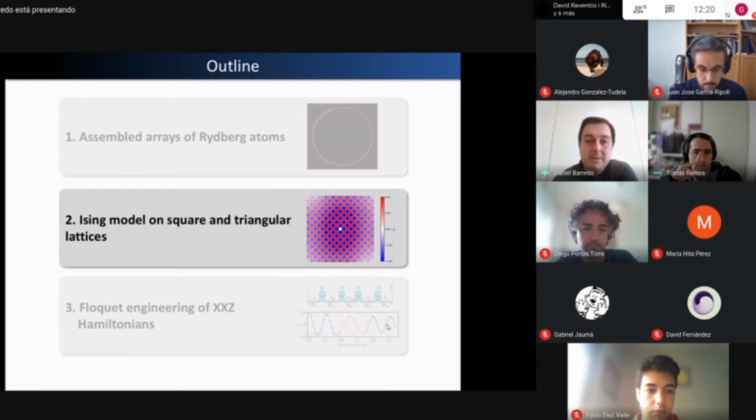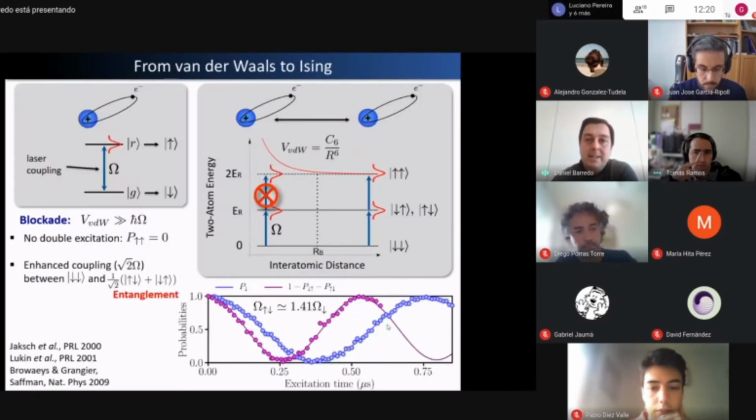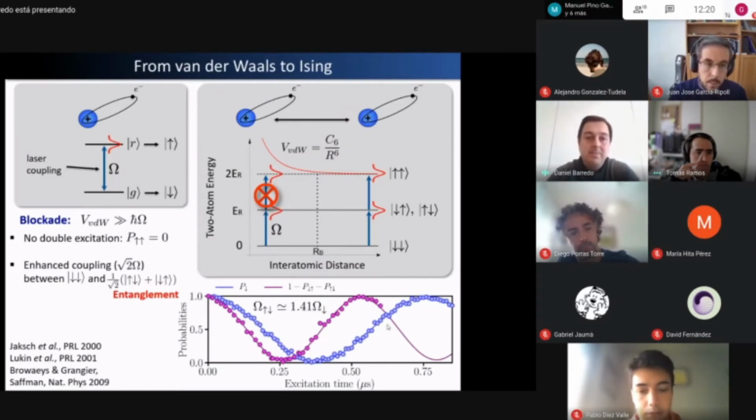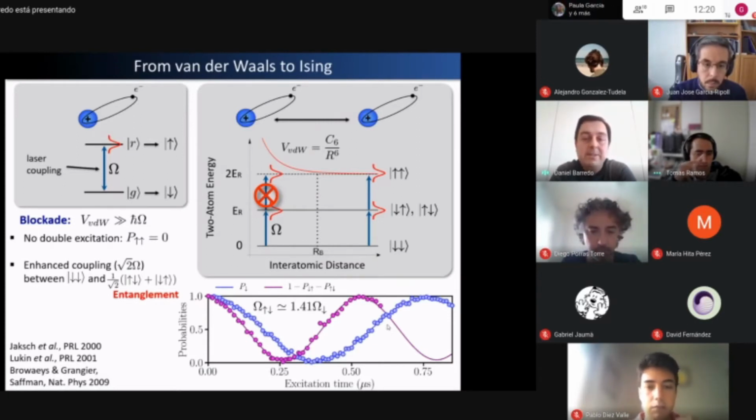All right, so we are going to the second part. I will show you some recent results. We will first exploit these van der Waals interactions to create this Ising Hamiltonian. Perhaps the most well-known interaction effect with van der Waals interaction is the Rydberg blockade that you all know about. This is just a quick reminder.